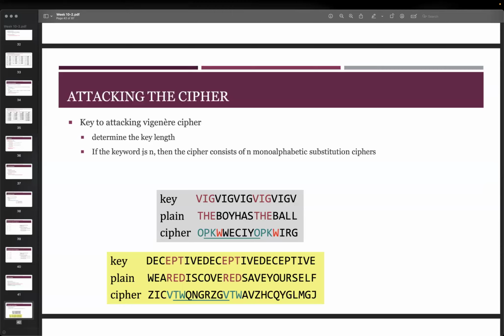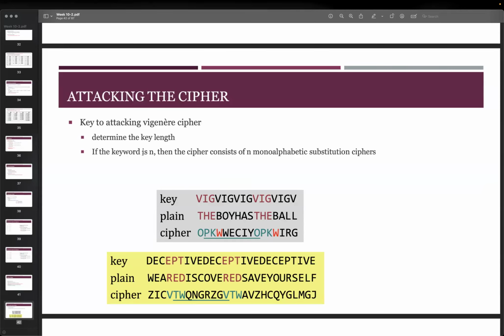Because when we learn cybersecurity, we learn encryption, decryption, or when we say cipher, decipher, all this. Then another way is that we know how to attack it, right? So when we need to attack this one, we need to maybe determine, okay, what's the key length? Okay, so if we know the keyword length n, then the cipher consists of n monoalphabetic substitutions in the cipher.